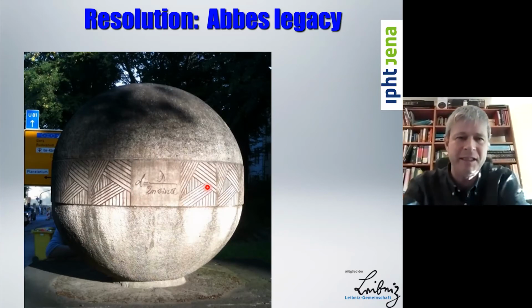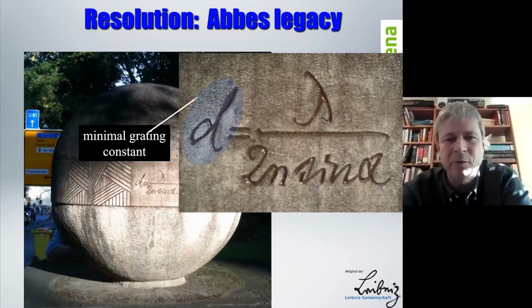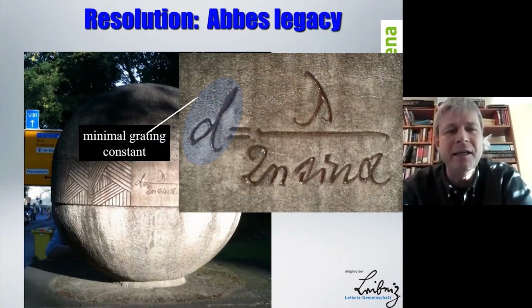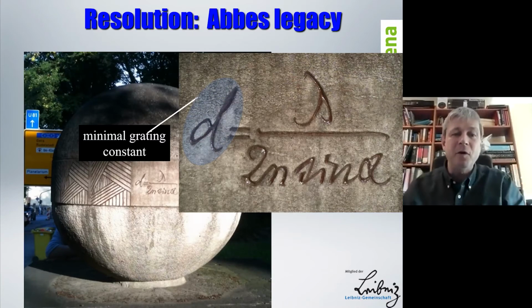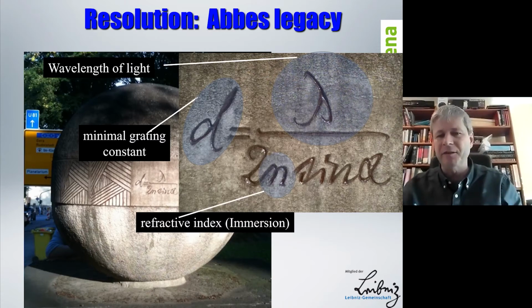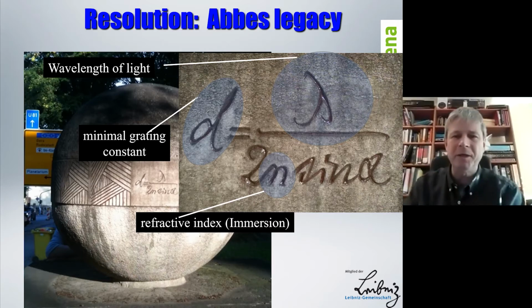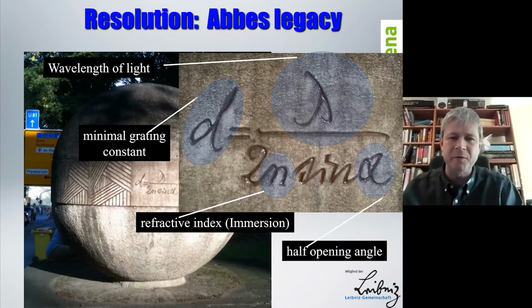And what does it really mean? Well, D is the minimal grating constant. So that's the pitch of the grating, the smallest pitch of a grating that can still make it through our system. And that is related to the wavelength of light together with the refractive index. So that's the wavelength of light in the medium, and then 2 times sine alpha. And typically this is summarized differently, and this term n sine alpha is called the numerical aperture. You would say lambda over 2 numerical aperture.